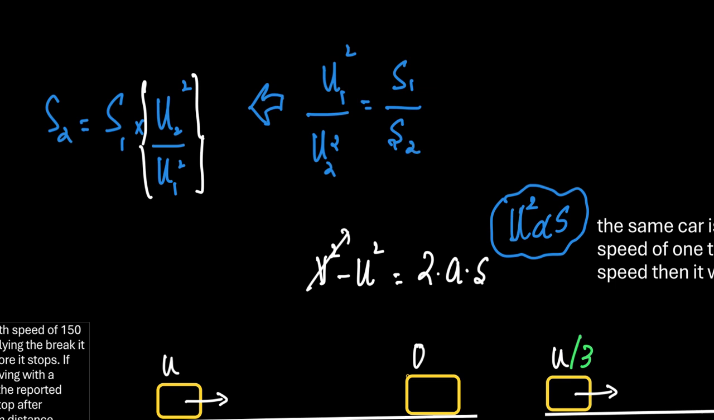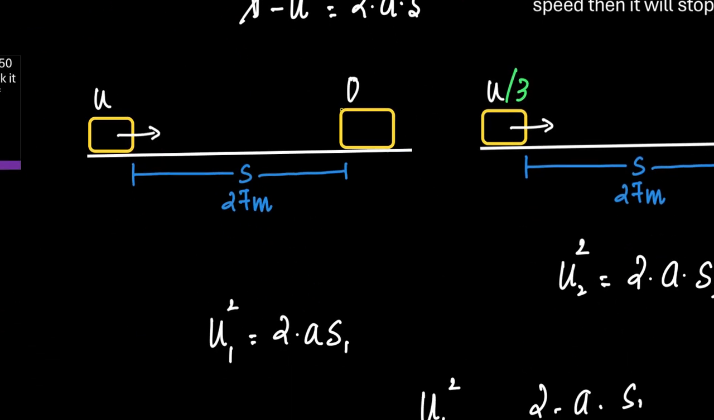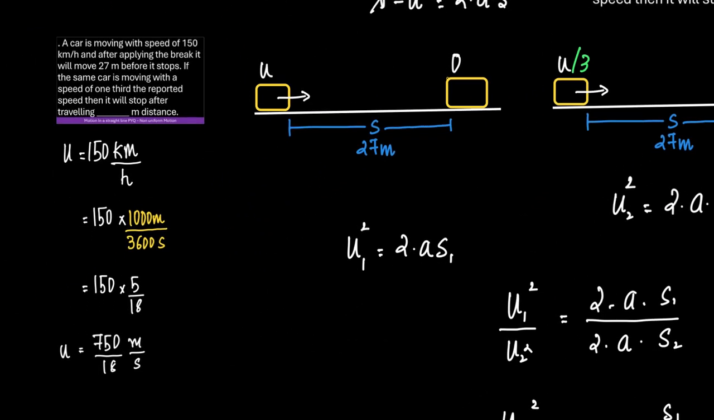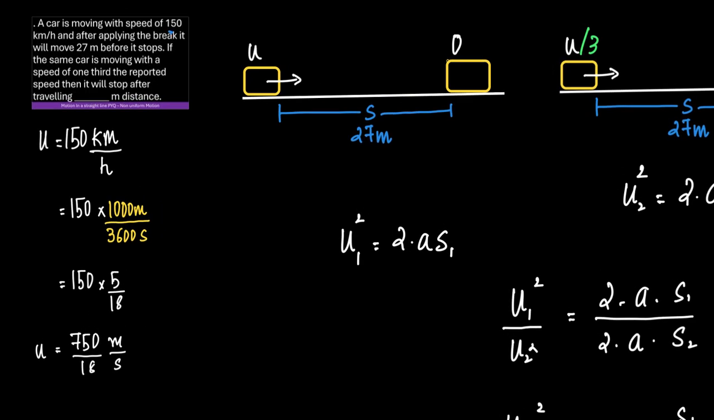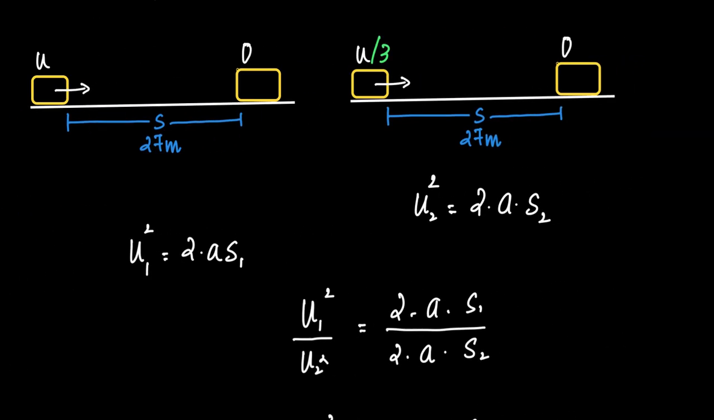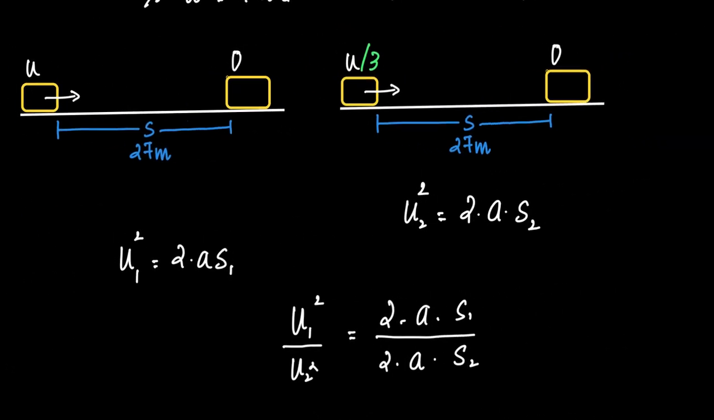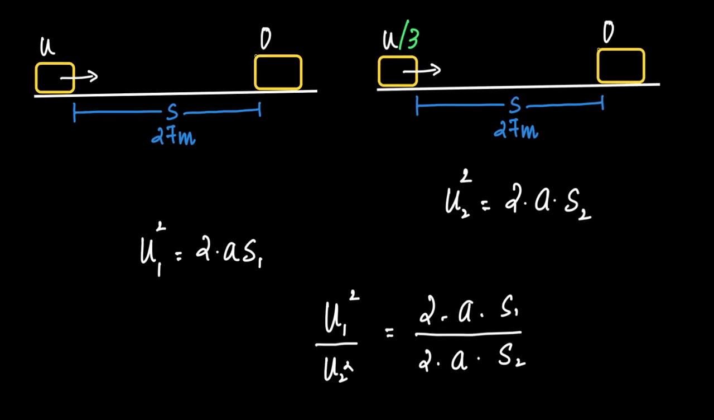And if we are being asked to find out s2, we can write s2 is equal to s1 into u2 square by u1 square. Now, if you want to follow the subjective way, you may have to convert kilometer per hour. So 150 kilometer per hour to be converted to 750 by 18 meter per second, and then the calculations would go, arithmetically complex. But if you're following the method of proportionality here, we have two conditions.